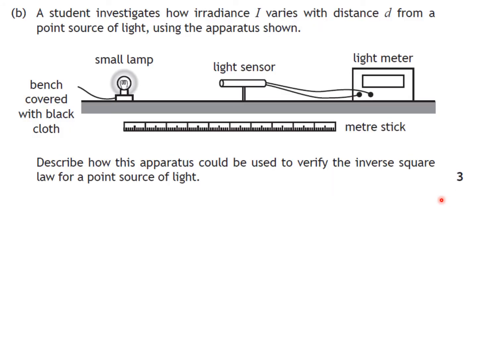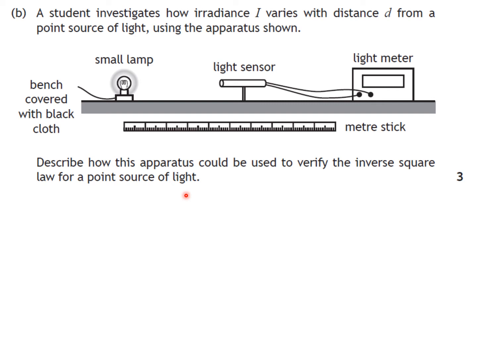Okay, so let's look at an example of a past paper question. Notice this is the same setup as we had in the previous lesson, and it says, describe how this apparatus could be used to verify the inverse square law for a point source of light. So pause the video and have a go of it yourself, and then we'll talk through the answers.